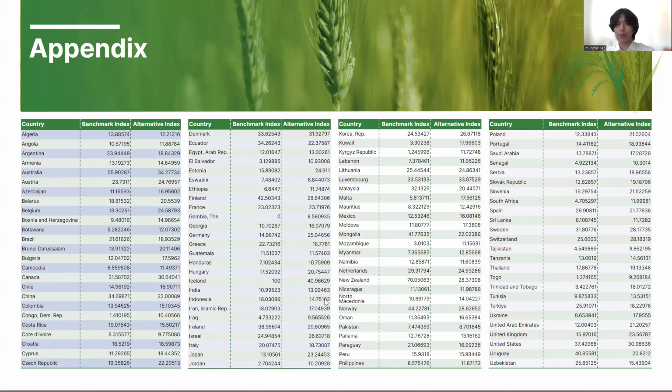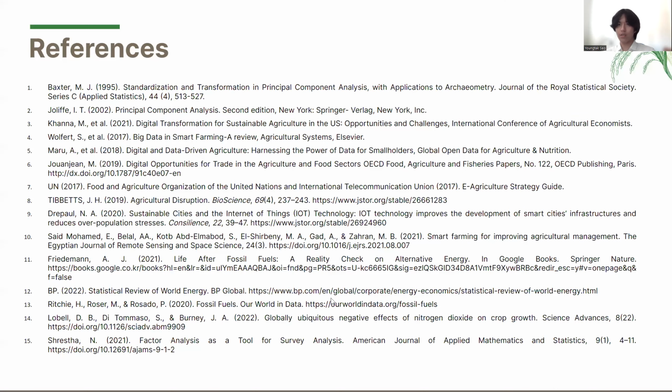So here's the appendix, which shows the benchmark and the alternative index for each of the nations. And here are the references used in the research.